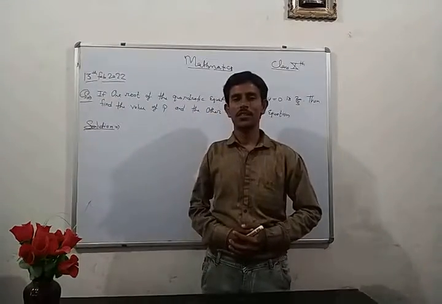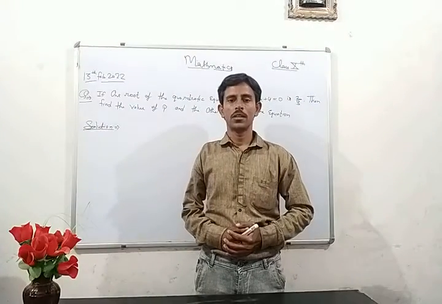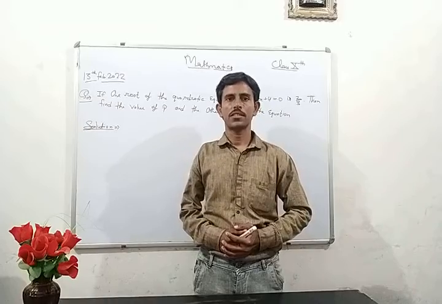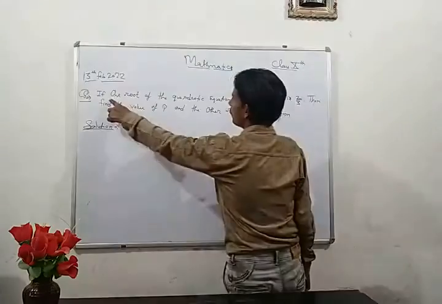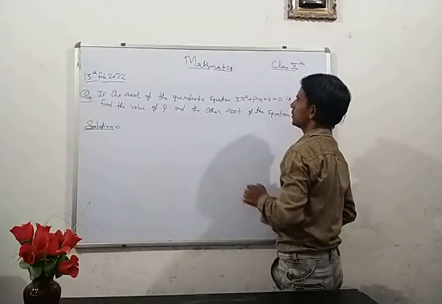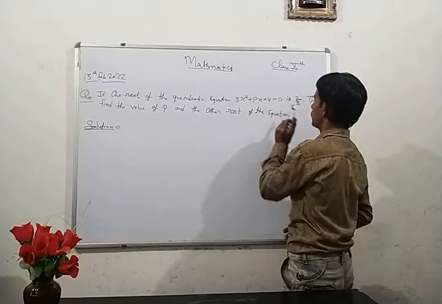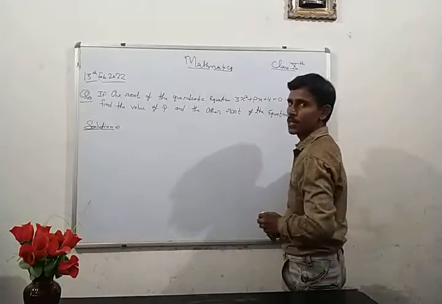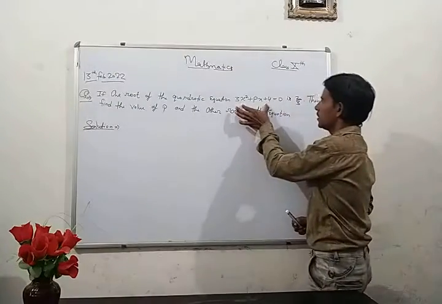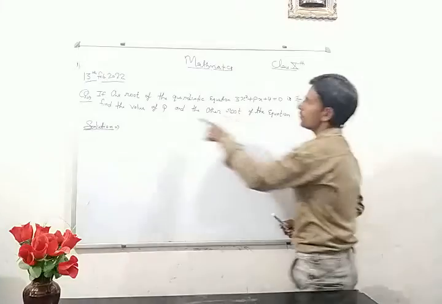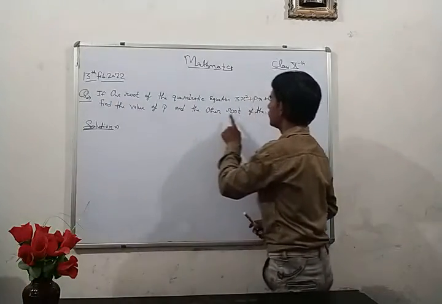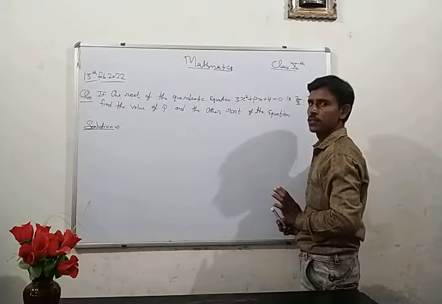Today I am going to start another question from the lesson Quadratic Equations from the Class 10 CBSE board book. The question is: if one root of the quadratic equation 3x² + px + 4 = 0 is 2/3, that means there is a quadratic equation and its root is 2/3, then find the value of p and the other root of the equation.